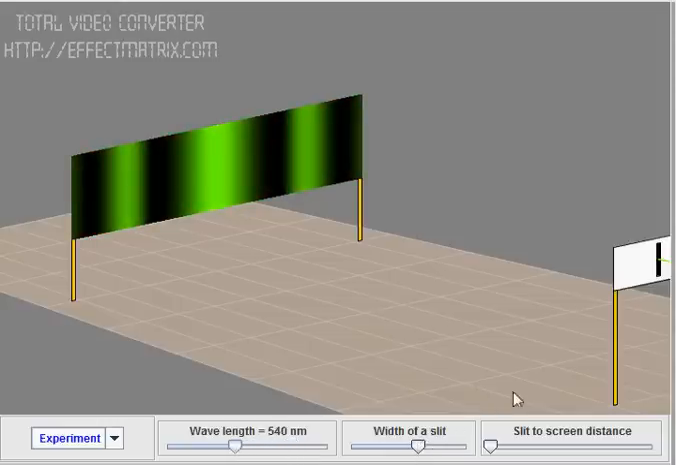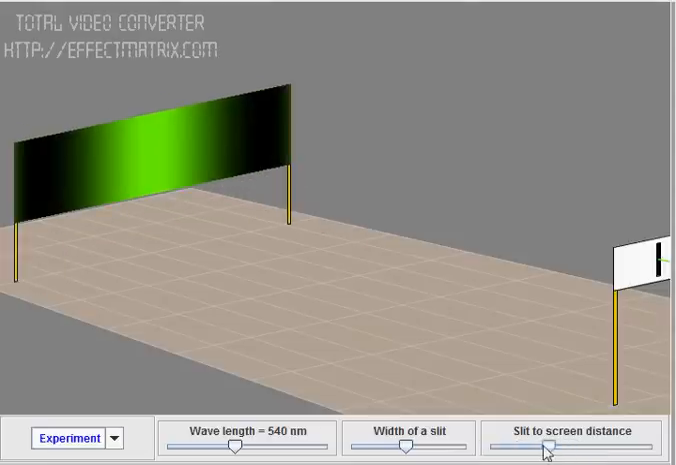Second is the width of the slit. Width of the slit means this distance, the single slit. If you increase or decrease it, you find there is a change. Third thing is the slit to screen distance, that is a capital D, from this to this. If you change this, there is a change, right? Now we will discuss one by one.